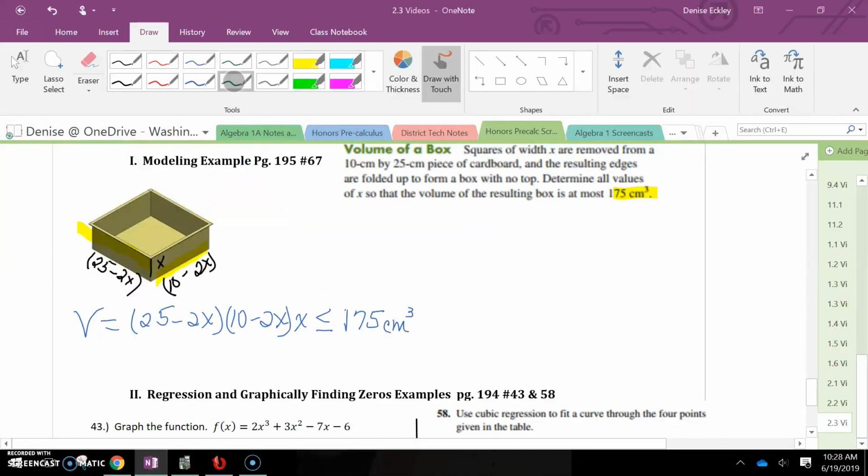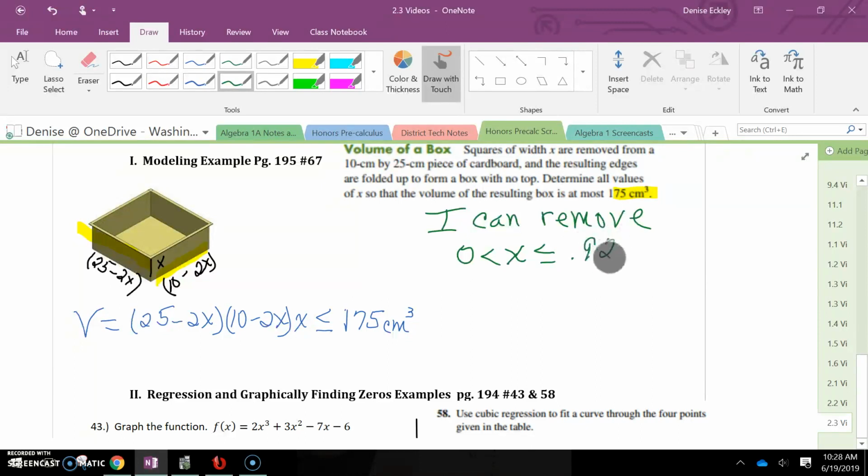So what I see here is that I can remove an x value that is greater than 0 but less than or equal to 0.92, or I can be between 0.36 but less than 5. And the reason why I choose 5 is because if it's exactly 5, this measurement would be 10 minus 10, and that would give me no side length. So it has to be less than 5. So those are the sizes of the squares that I can cut out of the corners of the boxes so that my volume is at most 175 cubic centimeters.